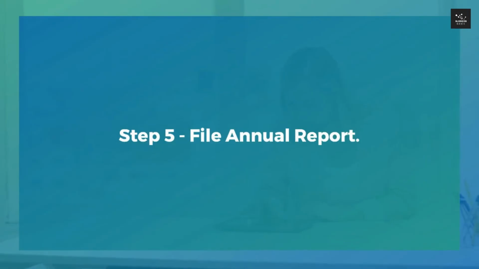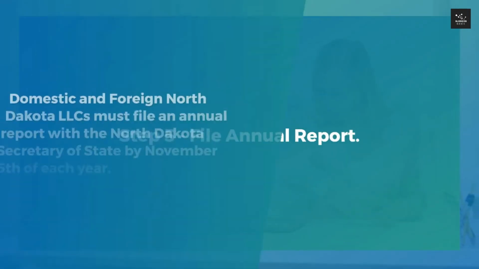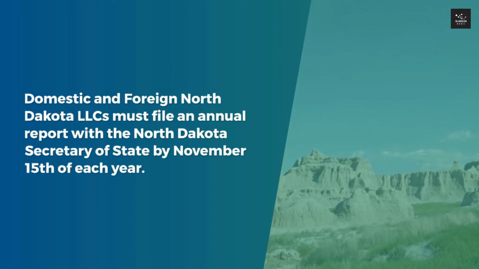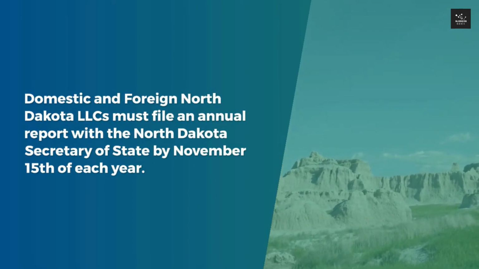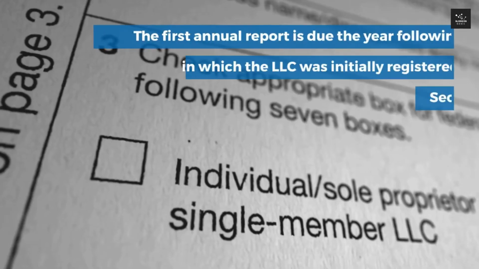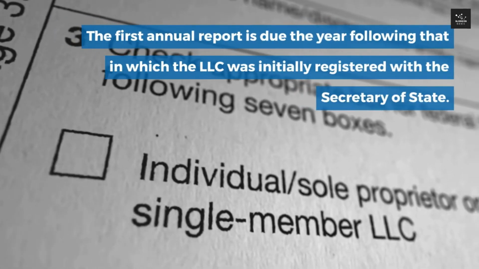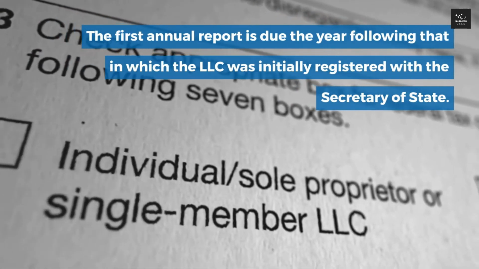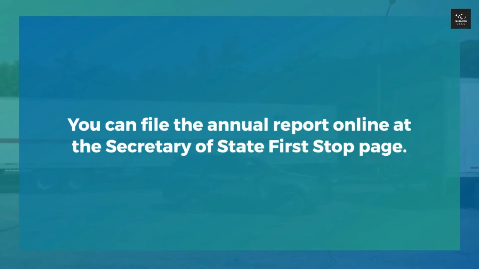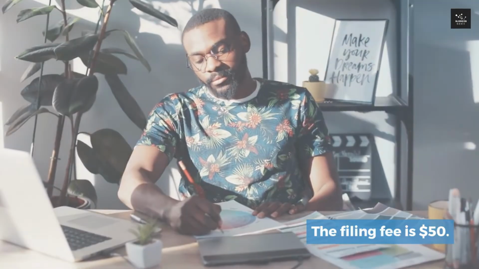Step 5. File annual report. Domestic and foreign North Dakota LLCs must file an annual report with the North Dakota Secretary of State by November 15th of each year. The first annual report is due the year following that in which the LLC was initially registered with the Secretary of State. You can file the annual report online at the Secretary of State First Stop page. The filing fee is $50.